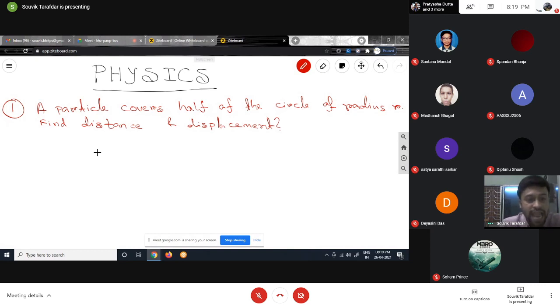Let me tell you, students, whenever you get a numerical of physics, what do you need to do at first? First, you will read the question, and whatever data you get, just try to write those data. Okay, maybe in short, but try to write. Because if you don't write those data, then when solving, you need to read the question again, which means you will lose time. So time management is also very, very important.